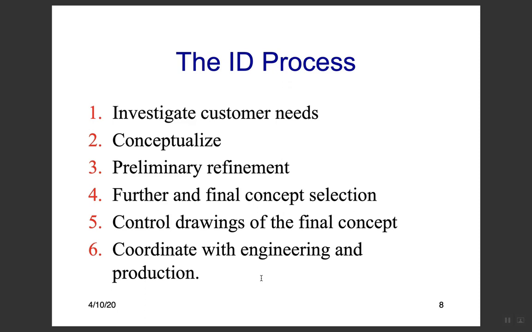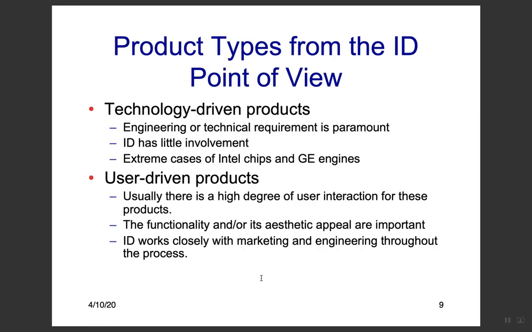I guess this is a repetition, but again, guys, we are looking at the industrial scope or industrial point of view rather than the individual point of view. Okay, and product types from the industrial design point of view, we have two. The first one is technology driven products, and the second one is user driven products. So ideally there is a combination, an integration between technology driven and user driven.